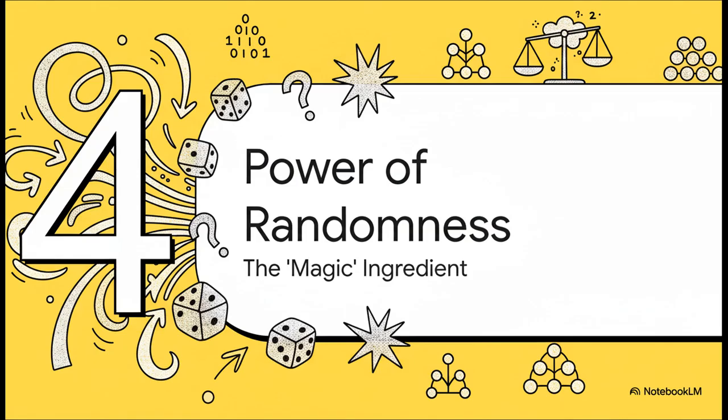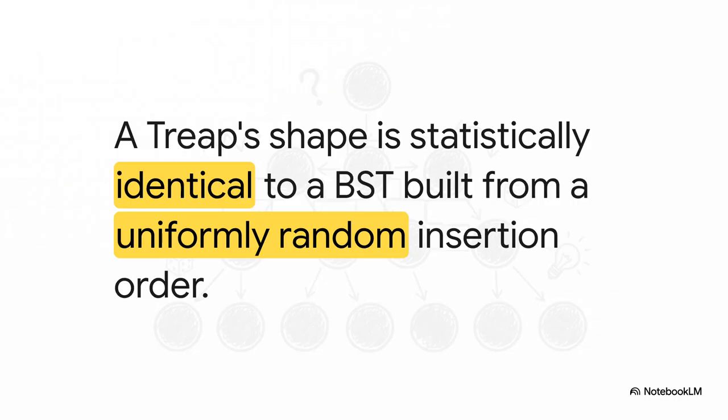Okay, so we have a slick way to maintain the rules, but we still haven't answered the big question. Where does the balance actually come from? This is where that randomness we talked about becomes the magic ingredient. Okay, check this out. This is the beautiful insight.